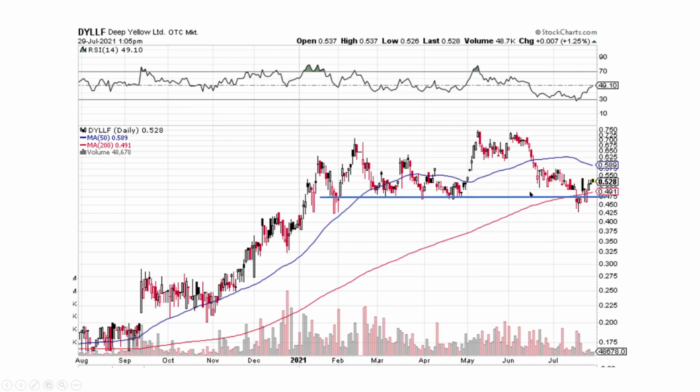Deep Yellow, we still have the support line here. Looks like we're running into a little bit of sellers here in this tight area. 50 cents, 60 cents is a beast because it traded here so much back in history. A lot of buyers and sellers. We got to get through this area and get out of here if we want to go higher.